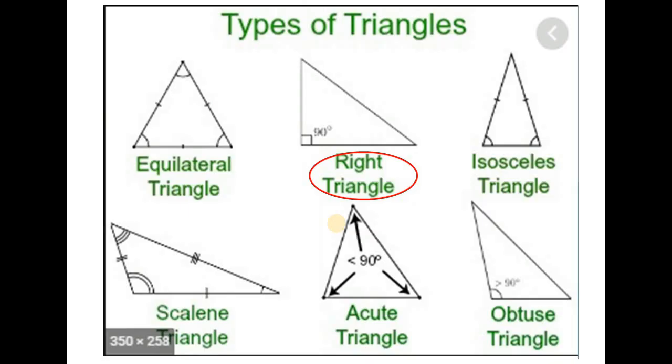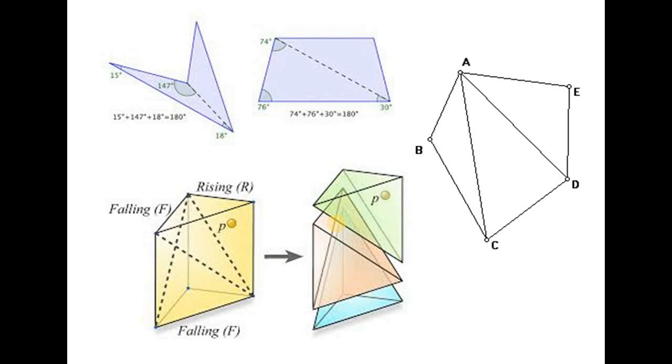We should know what the types of triangles are and what is the one that we are going to use mostly in trigonometry. So the triangles include an equilateral triangle, right triangle or right angle triangle, isosceles triangle, scalene triangle, an acute triangle or an obtuse triangle. So you can see it's marked right triangle here, right? So that is the one which will be used mostly in trigonometry.